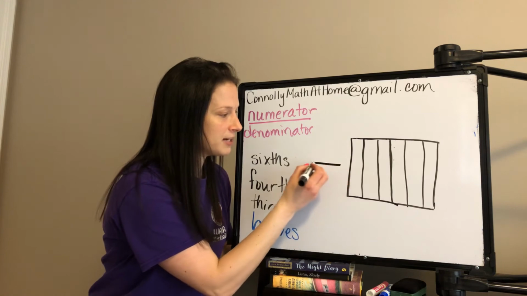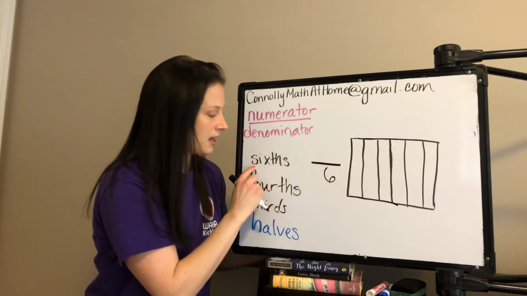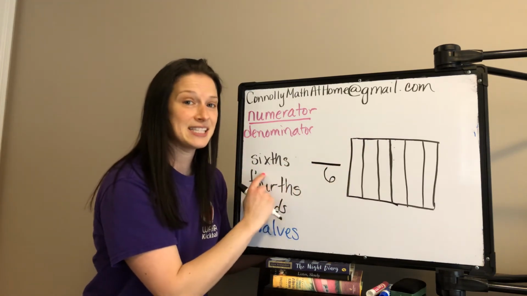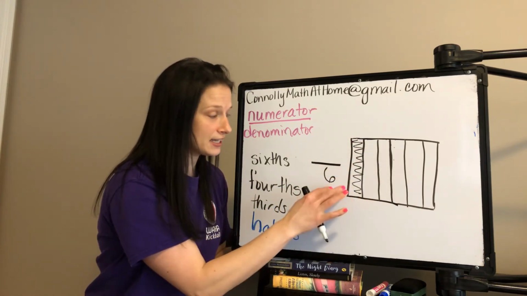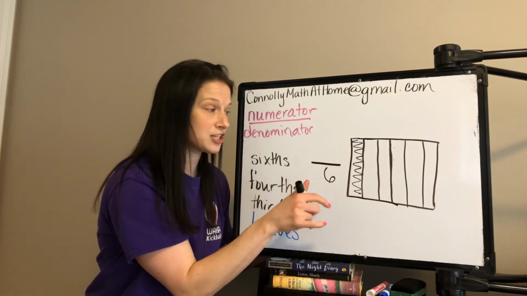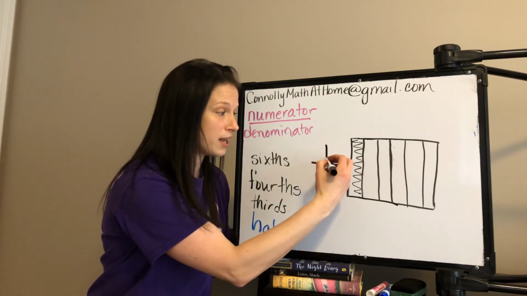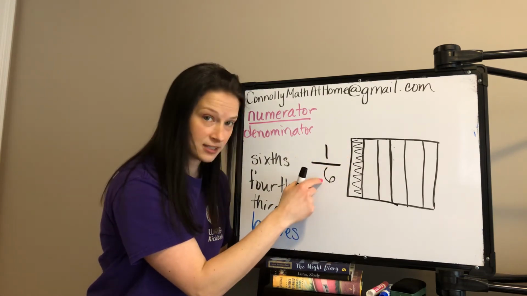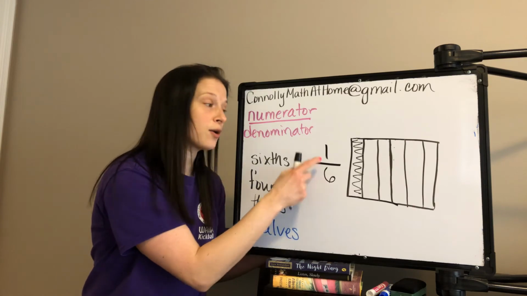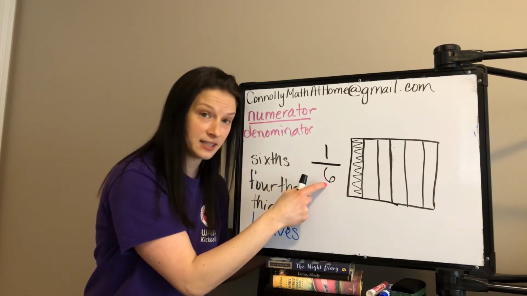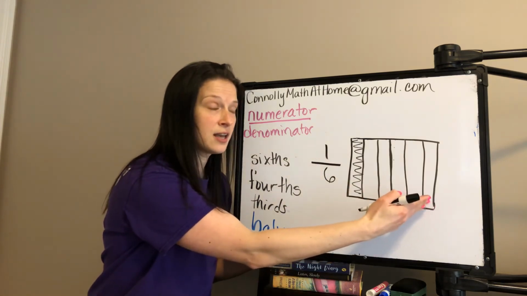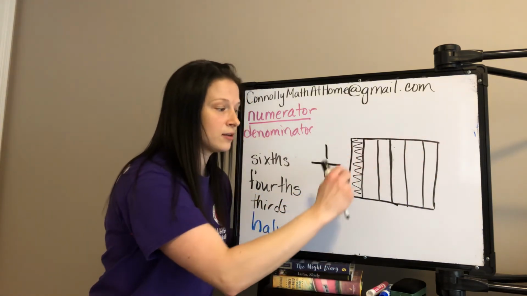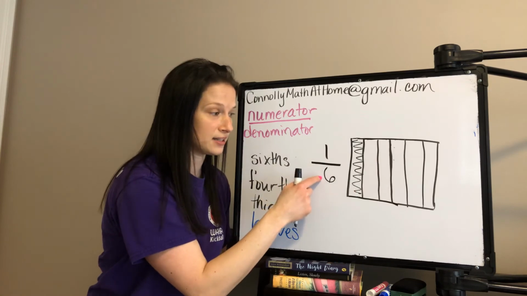I know my denominator is going to be 6. I know that we're calling these pieces sixths. So if I take 1 piece out of 6, that fraction is written as 1 out of 6, or we might say it out loud, 1/6. Okay? 1 out of 6 equal pieces. The whole thing, 1 out of 6 is 1/6.